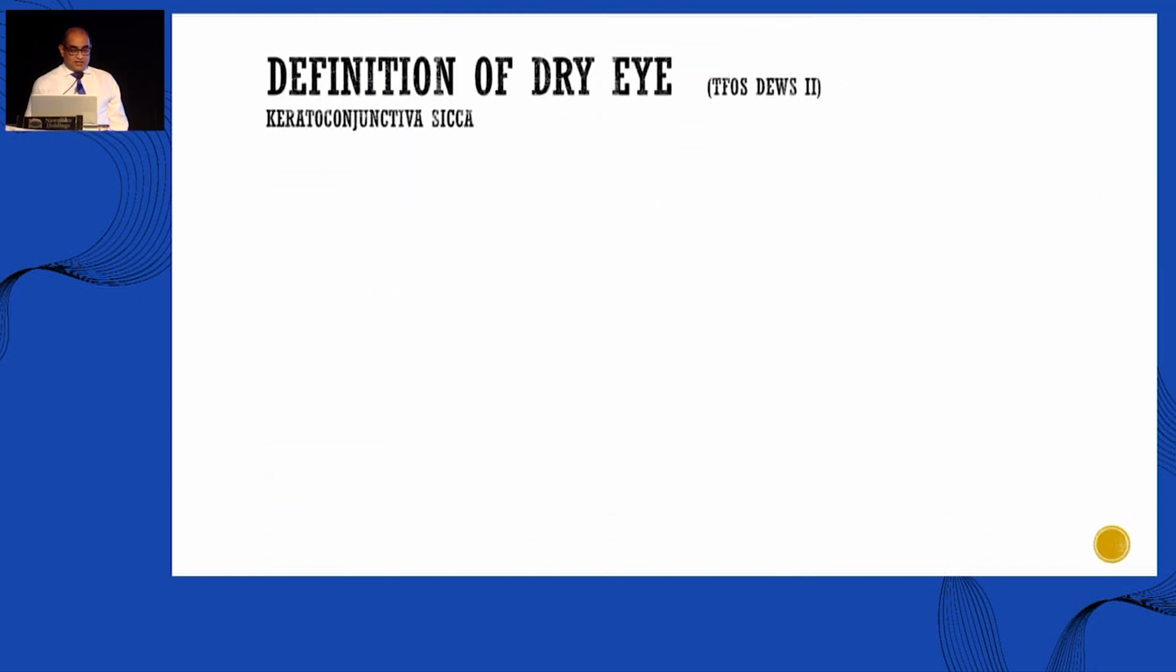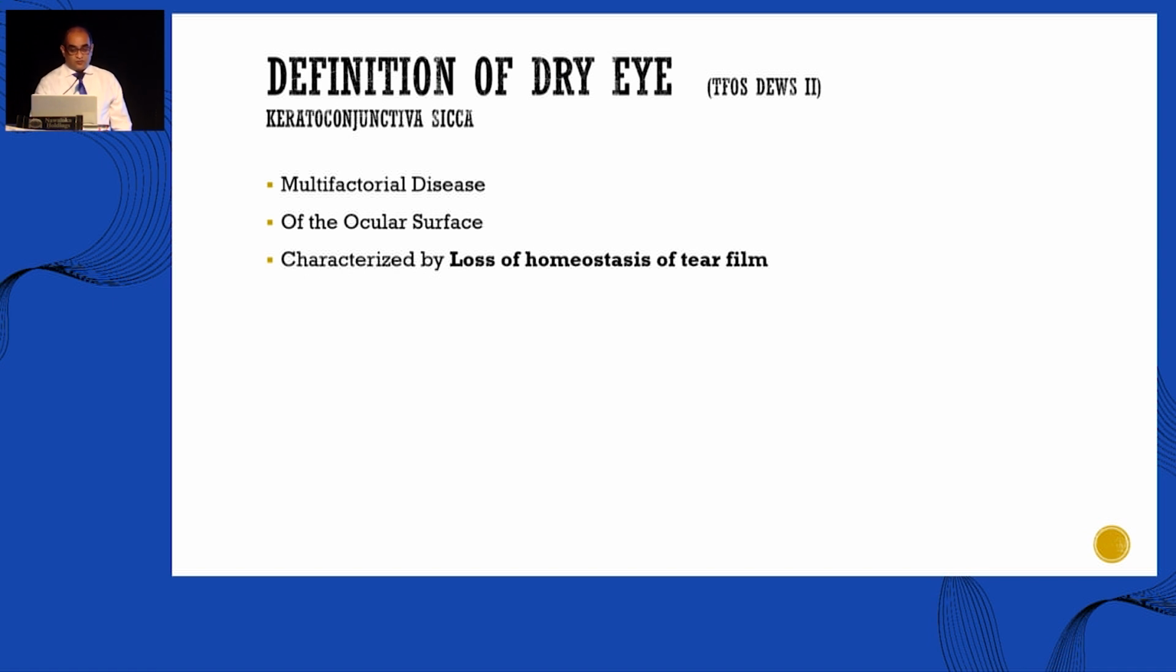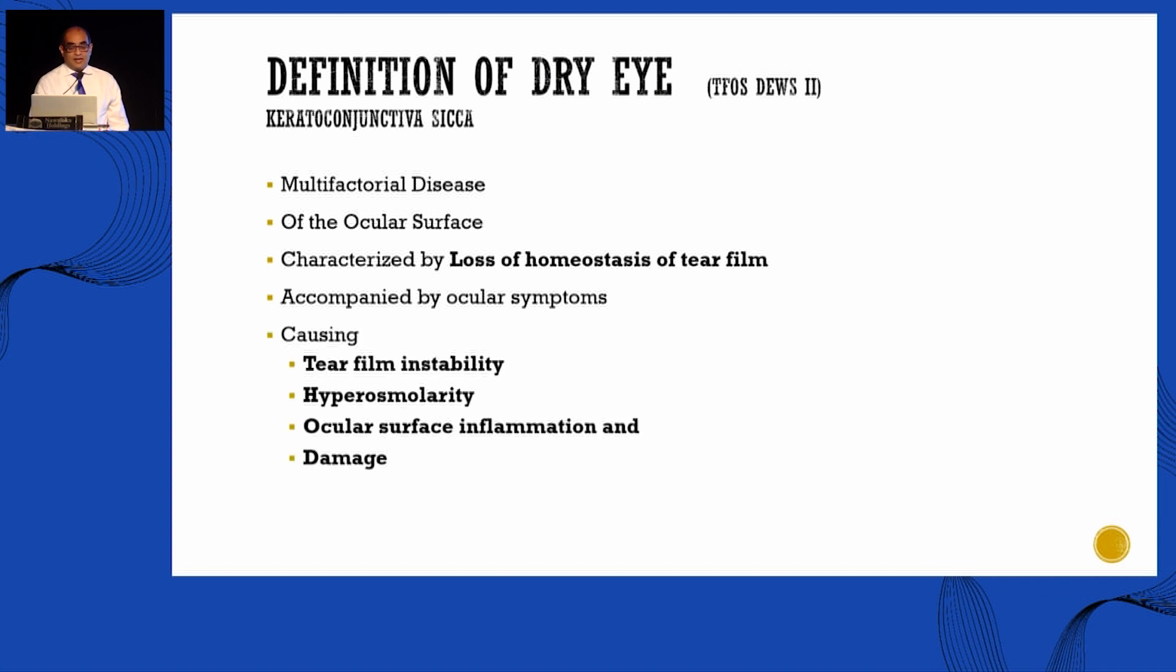And when we talk about the investigations, before I go into that, I will just highlight the definition of dry eye, or keratoconjunctivitis, which is a multifactorial disease of the ocular surface, of course, characterized by loss of homeostasis of the tear film, accompanied by ocular symptoms, and which causes tear film instability, hyperosmolarity, and ocular surface inflammation and damage. And also, a newer addition to the definition says that neurosensory abnormalities play an etiological role.